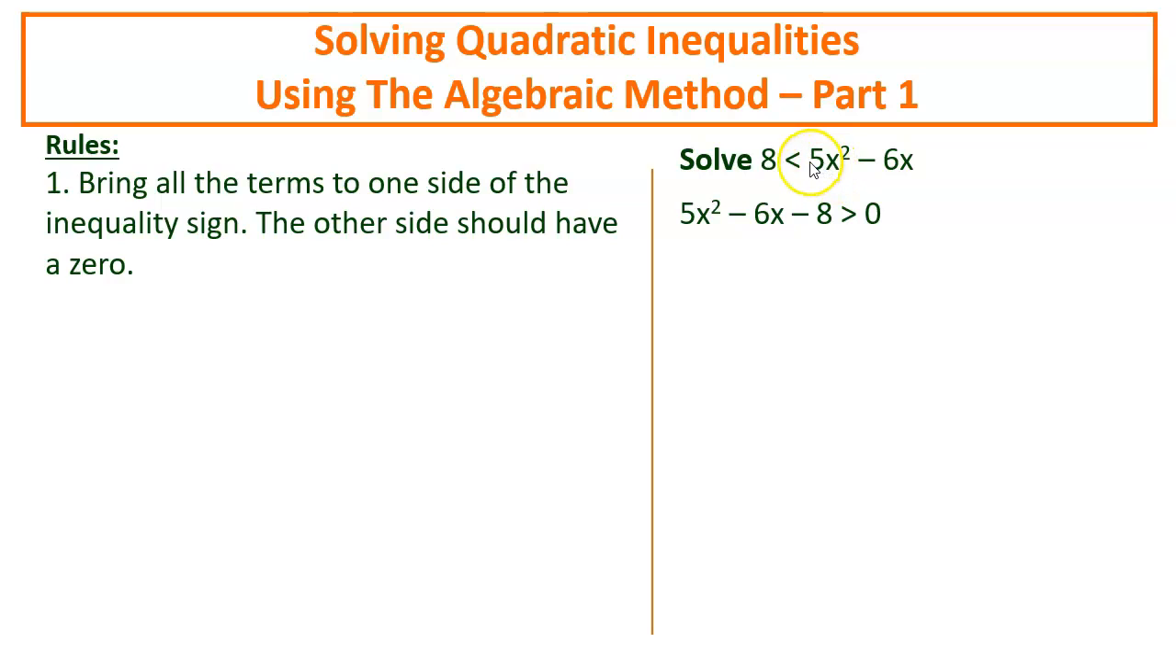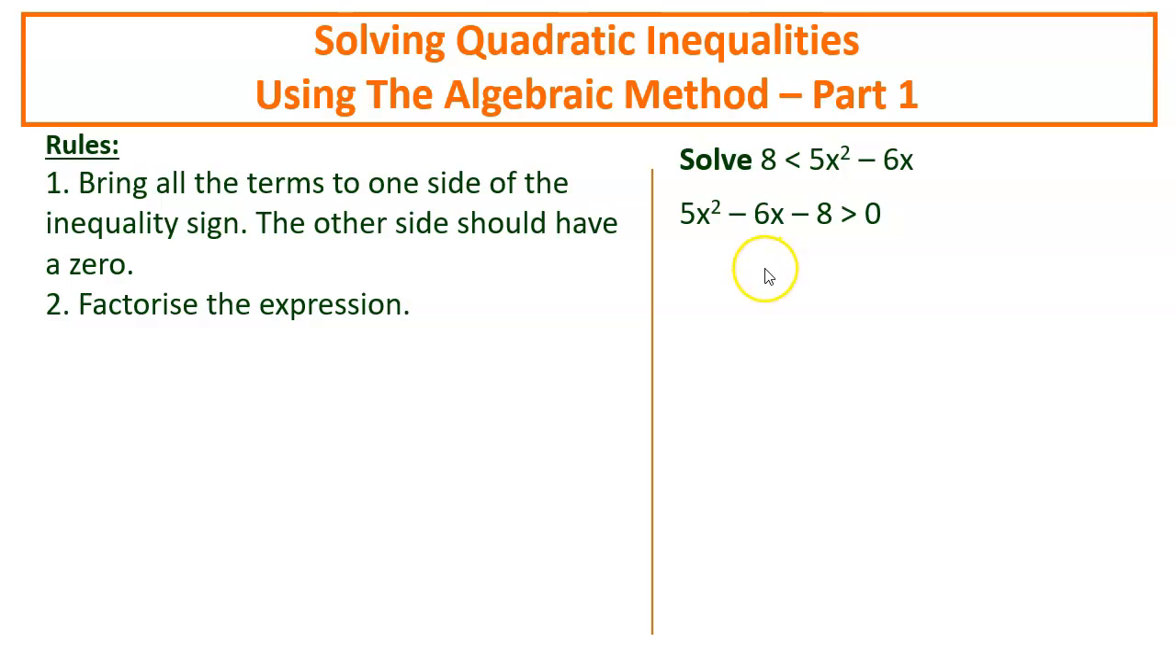Because the opening side is facing towards 5x squared minus 6x in the original question, it should be continuing to face these two terms, 5x squared minus 6x. So we have brought all the terms to one side of the inequality sign, and the other side is having a 0. Coming to the second rule, factorize the expression, and we have to factorize this expression.